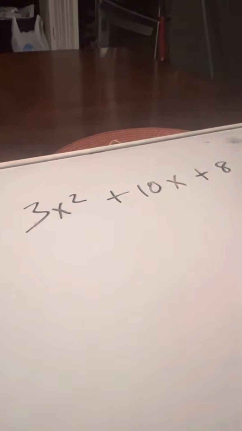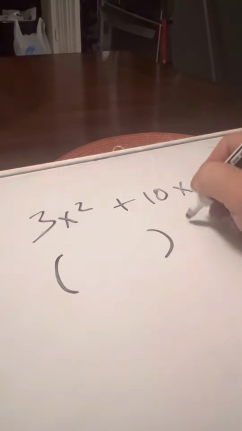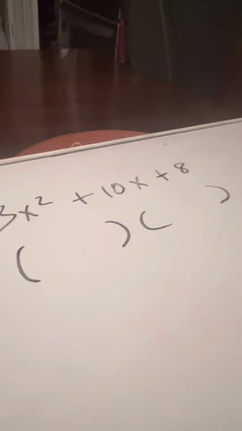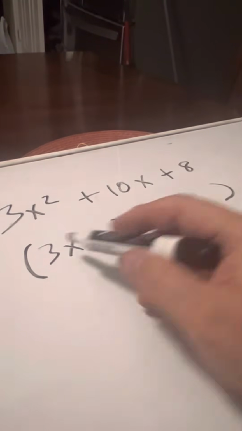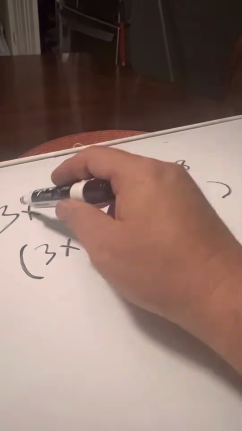So in this case, we're going to have to just go like this. Put your parentheses in like that, and put a 3x right there, and put an x right there. That way, when they multiply together, you get 3x squared.